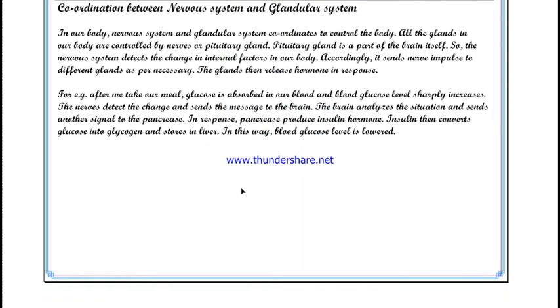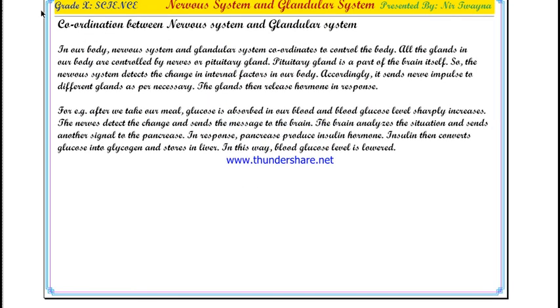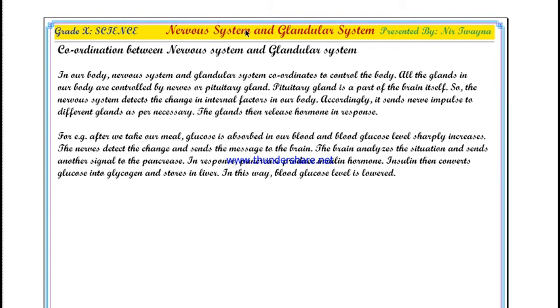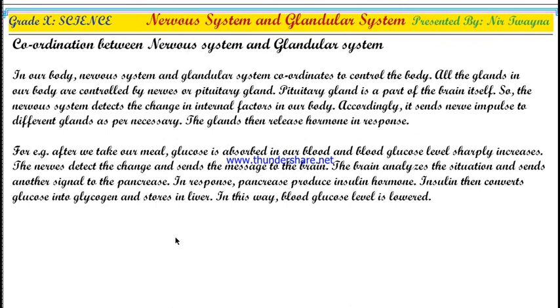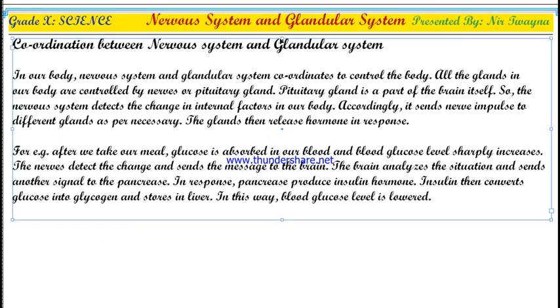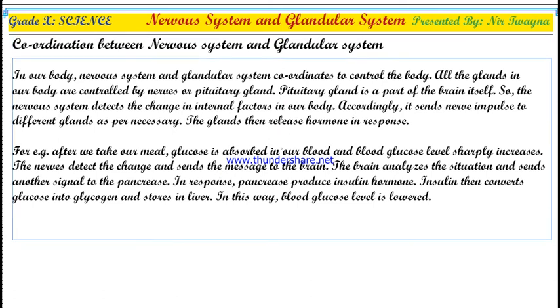The last topic we need to discuss is the coordination between the nervous system and the glandular system. You know that both the nervous system and the glandular system function to respond to changes in environmental factors. Some environmental factors are outside our body, some are inside our body. In response to these changes, our body needs to behave differently, and for that purpose we have the nervous system and the glandular system.